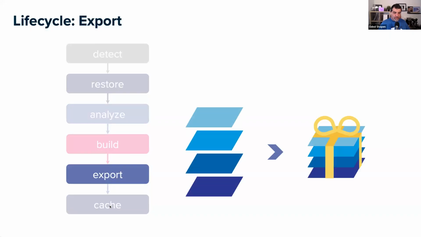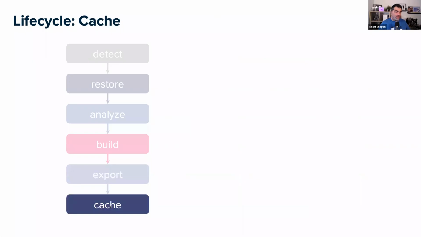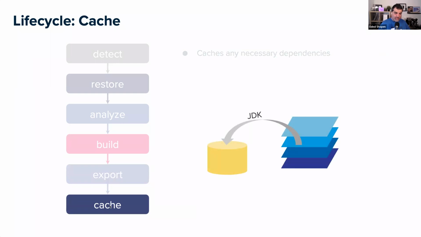Then we have the export process, which basically assembles all these layers that were created into a final compliant OCI image. And depending on where we run it, it might even push it to a Docker registry in the end, okay? And eventually we cache the results so that the next time we run the build, the restore process doesn't have to do all the work again. It can use caches as needed, okay? So this is pretty much the flow that we just saw.